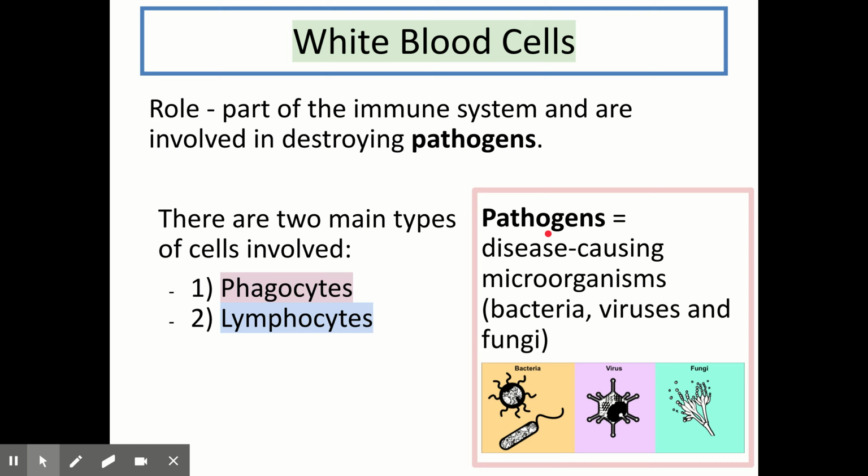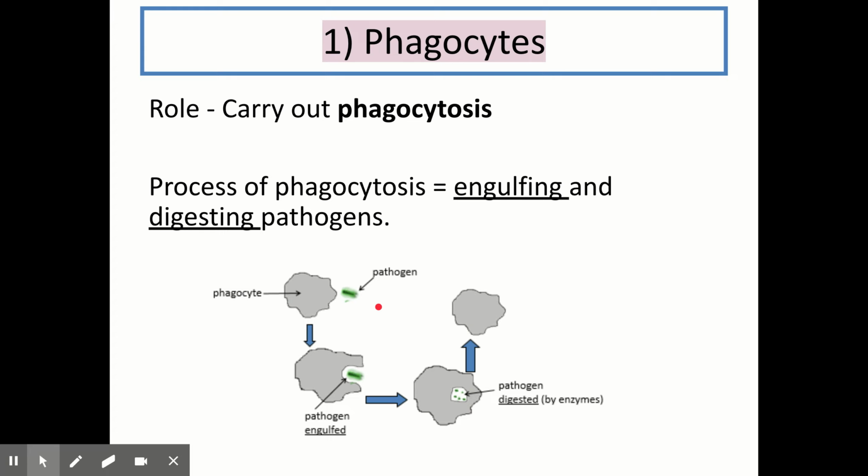White blood cells themselves can also be split further into two main types. There are phagocytes and there are lymphocytes, and you need to know the differences between these two. So phagocytes are the first type of white blood cell that we're going to look at. Their role is to carry out a process called phagocytosis. So phagocytes carry out phagocytosis.